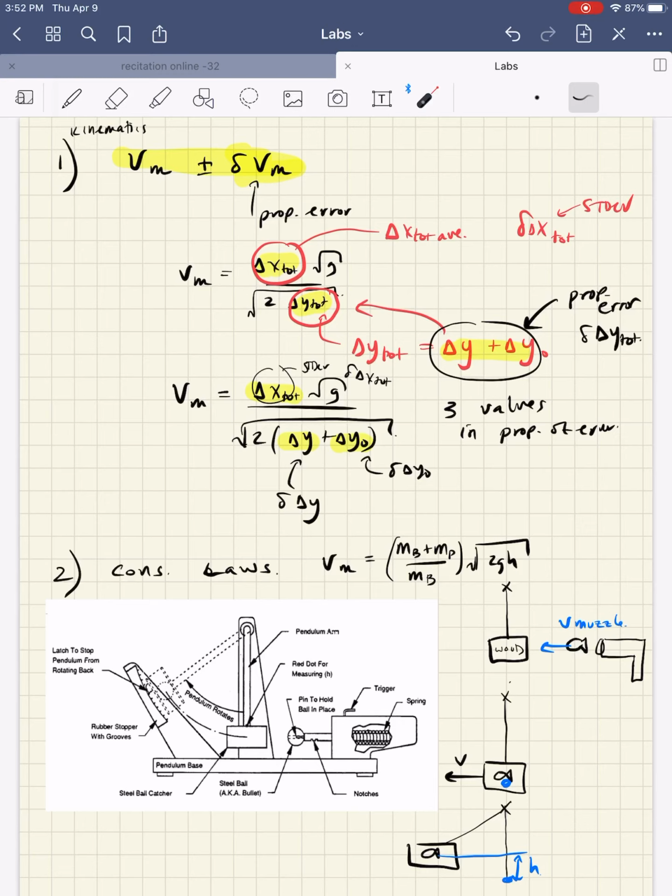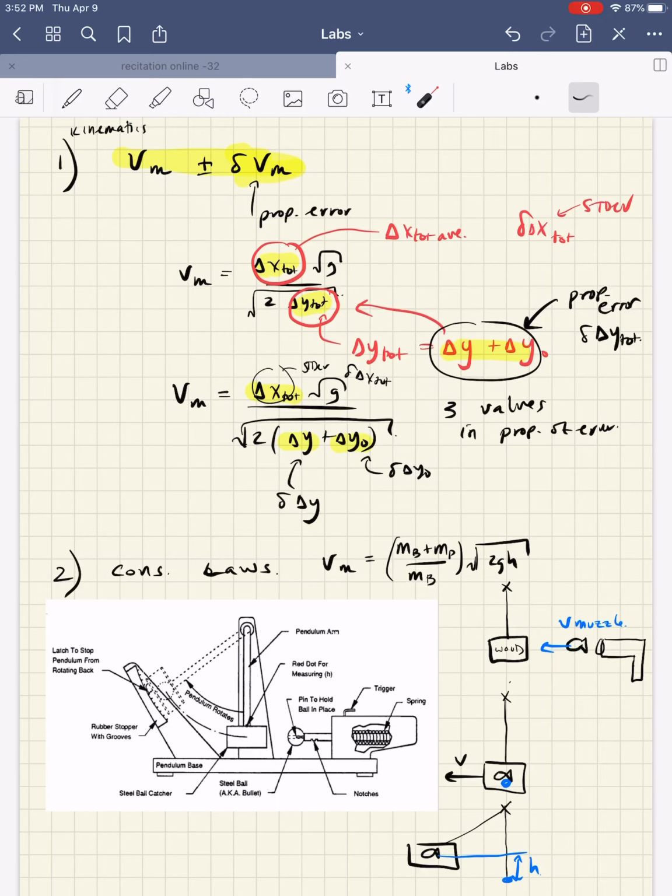And instead of shooting our gun into wood, we're shooting a spring-loaded ball into a pendulum, so no guns in this lab. And what happens is the ball will become embedded in this little pendulum basket, and here it is after it's swung up some distance of h.